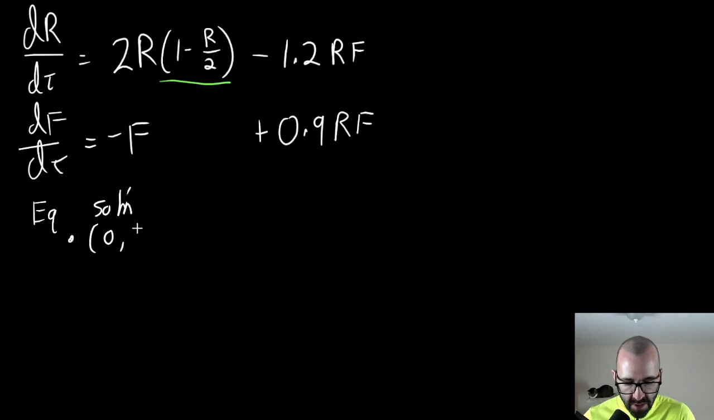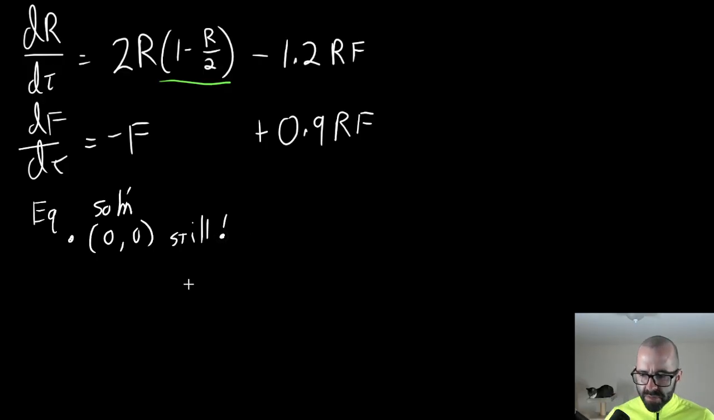Right, 0, 0, still a solution. That's unchanged. What about the other equilibrium solution?